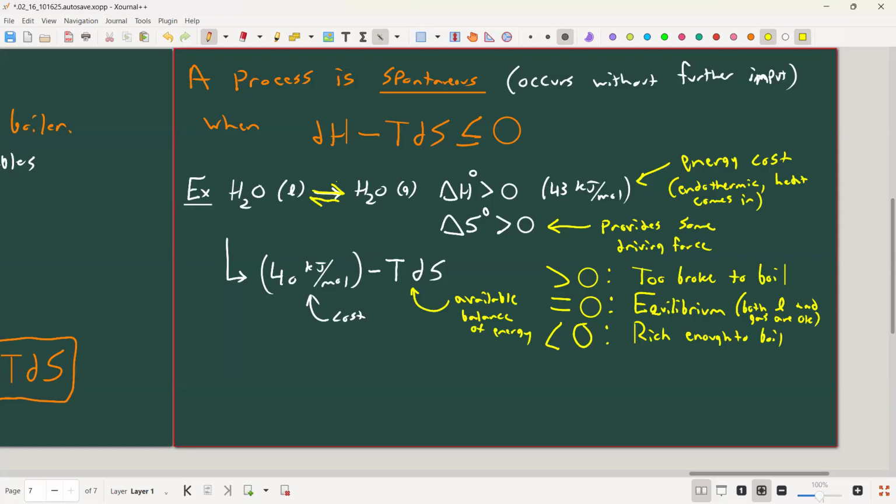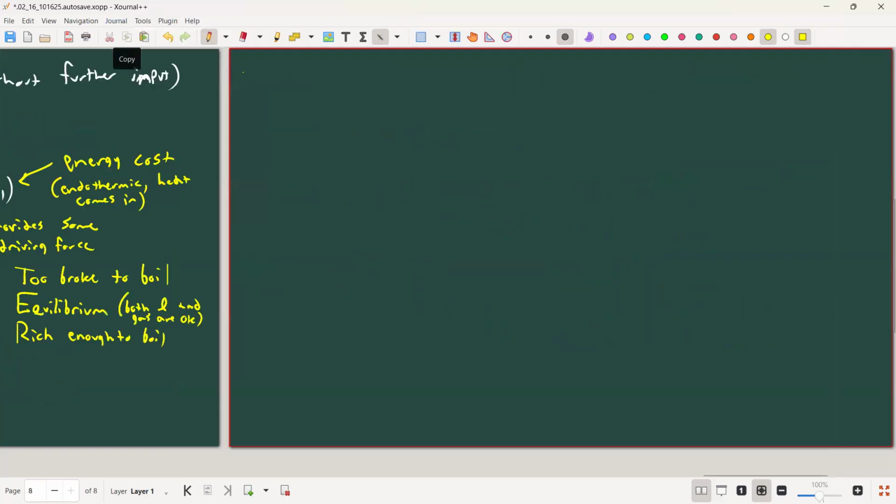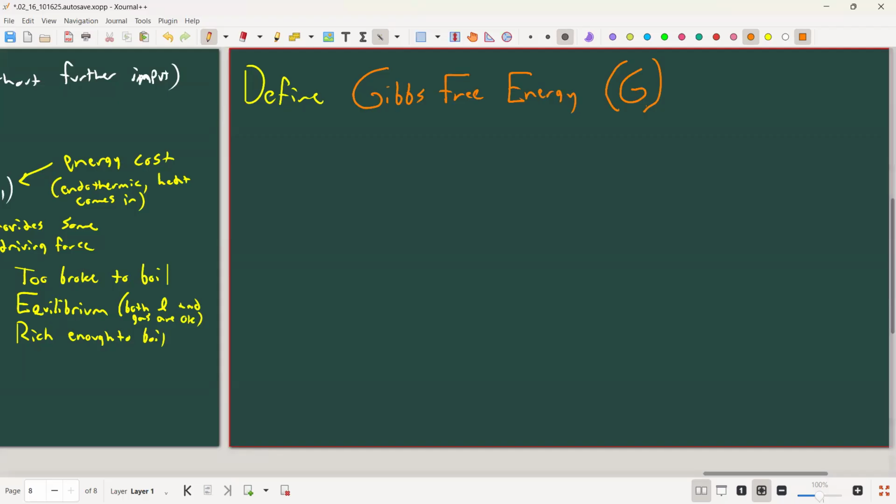So let's give this a name, right? This seems like a useful thing to have. You guys probably already can tell what this is. We're going to define what's called the Gibbs free energy. We call it G, which is defined for a constant pressure system.